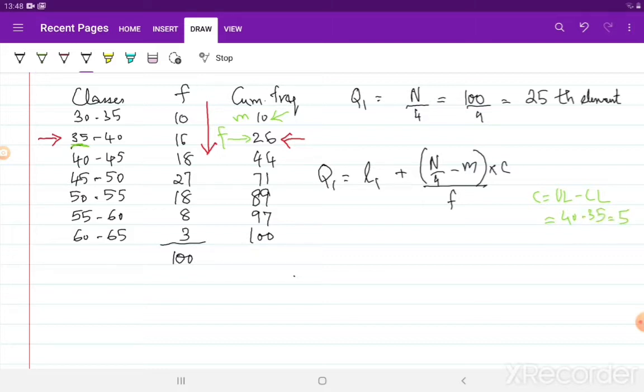So to find the value of Q1, just plug in all these values. For L1 I write 35, N by 4 is 25, minus m, which is 10, divided by f, which is 16, into 5. The value will be 39.68.